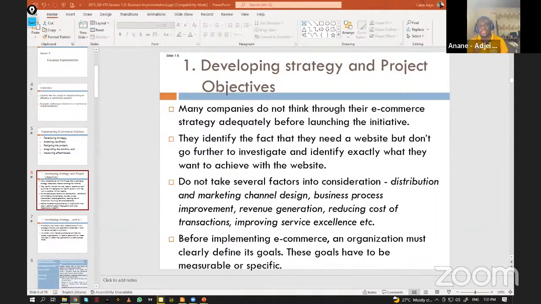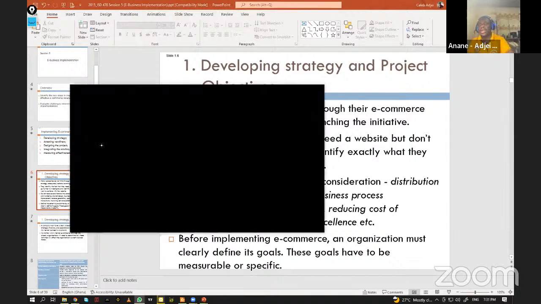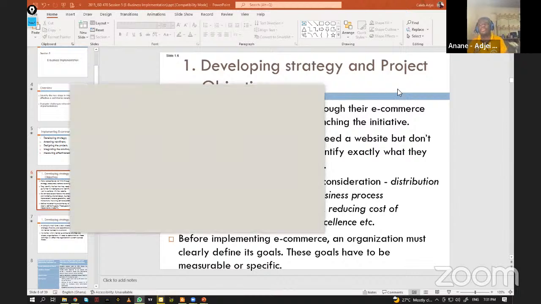What it means is that there are certain things industries must put in place in order to be able to benefit out of the e-business or the e-commerce environment. So we are saying that many organizations don't think through adequately before they implement e-business. And when you are not able to think through like that, you end up facing certain kind of challenges when it comes to e-business solution or e-business implementation.